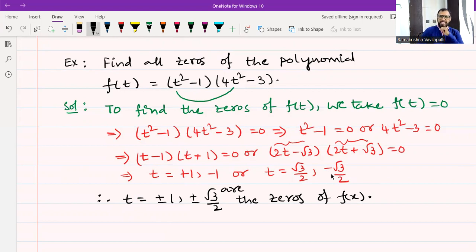So remember, if f of x is a linear polynomial, it will have only one zero. If f of x is a quadratic polynomial, it will have two zeros. If f of x is a cubic polynomial, it will have three zeros, whether they are equal or coincident. A quartic polynomial will have four zeros. An nth degree polynomial will have n zeros. These n zeros need not be real. They may be real or complex. The complex you will learn in higher classes. So I'll write that point clearly.